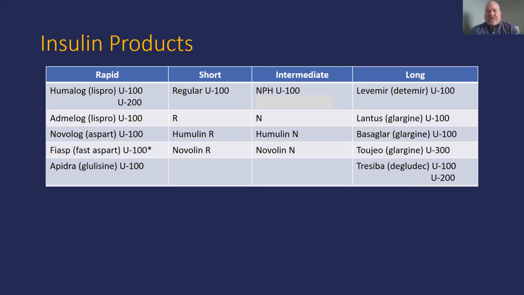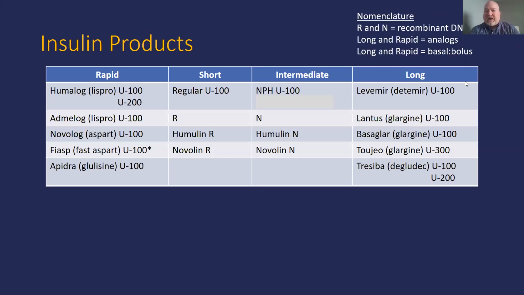Before we move into those, though, I want to talk a little bit more about some nomenclature first. The short and intermediate products, R and N, you could consider those recombinant DNA-derived insulins. No one walks around saying that, but that's how they are produced. They're essentially grown in a lab, whereas the long and rapid insulins, the extremes of those other ones, we call those analogs. They are synthesized in the lab. So they're basically built or constructed, whereas R and N are grown.